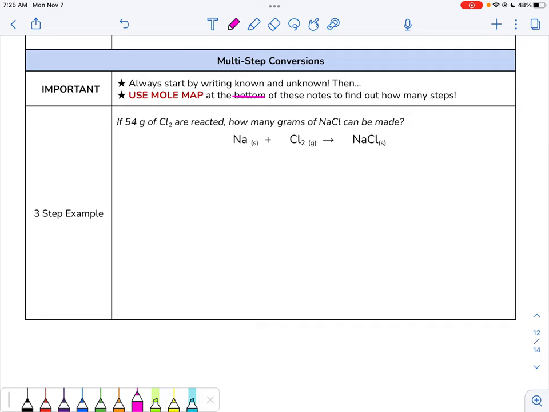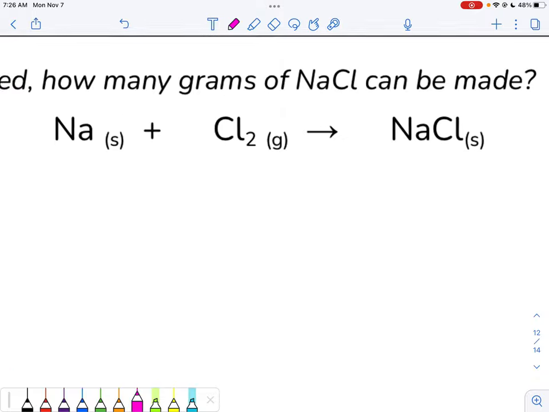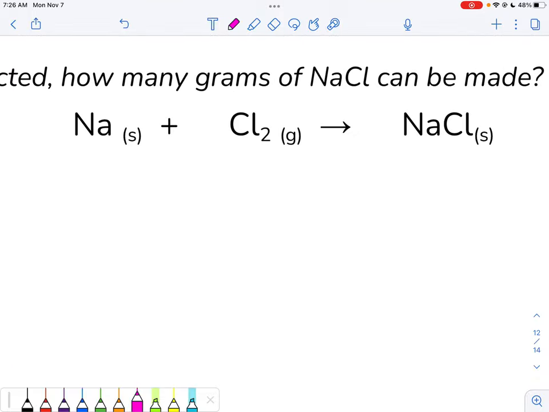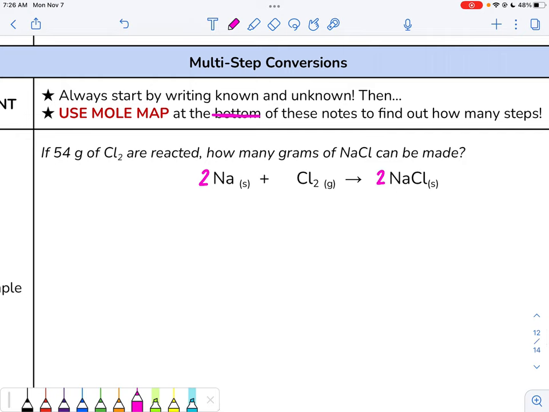So let's do an example. If 54 grams of Cl2 are reacted, how many grams of NaCl can be made? All right, let's take a look at this chemical reaction equation first. First step, always make sure you have a balanced chemical reaction equation. So do we? No, we gotta fix it. I have 2 chlorine atoms on the left, which means I need 2 on the right. 2 in the reactants, 2 in the products. Oh no, that changed my sodiums. Now I need 2 over here. Okay, now we're done.